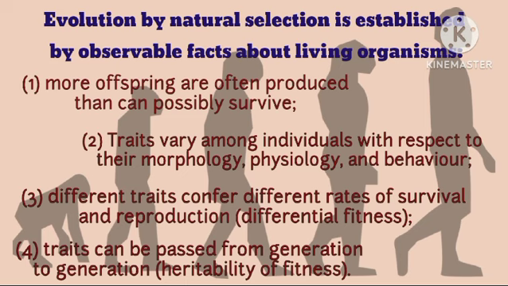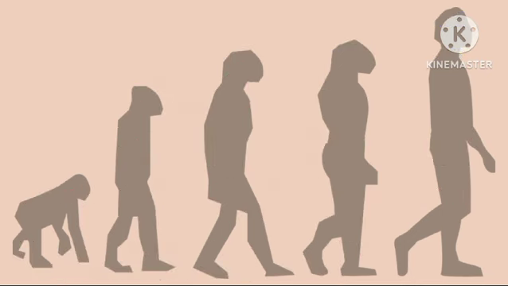First, more offspring are often produced than can possibly survive. Second, traits vary among individuals with respect to morphology, physiology, and behavior. Third, different traits confer different rates of survival and reproduction.